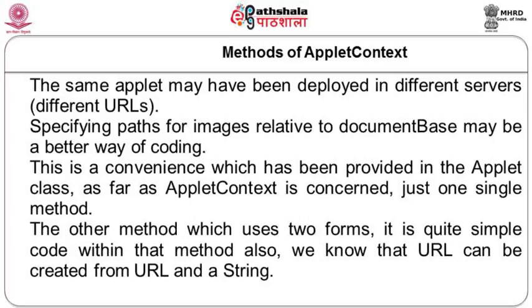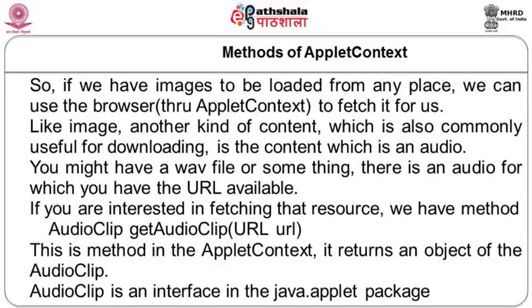The other method which uses two forms has quite simple code within it also, because we know a URL can be created from a URL plus a string. So that takes care of it. If we have images to be loaded from any place, yes, we can use the browser to fetch it for us. When I say browser, I'm talking about the applet context. We use the applet context, which in turn is asking the browser to do it. And so images can be fetched.